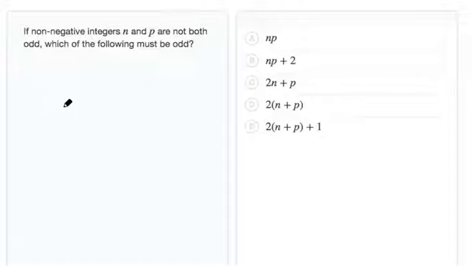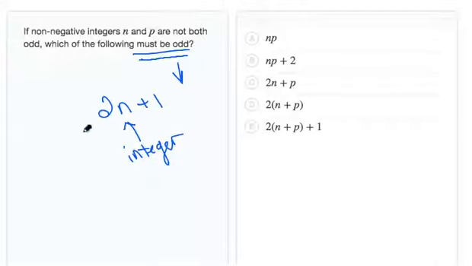But before we do that, we actually want to take a look at the answer choices that they offer us. The key word in the question is that we're asked specifically which of the following must be odd. So we want to recall what it means for a number to be odd. For a number to be odd, it means that we have the structure of 2 times n plus 1, where n is some integer.